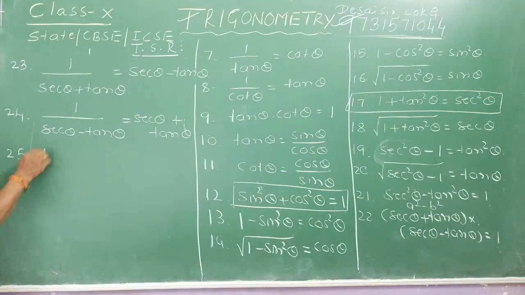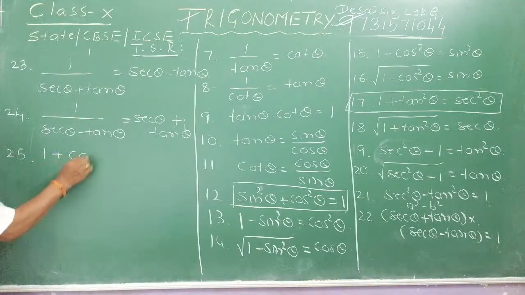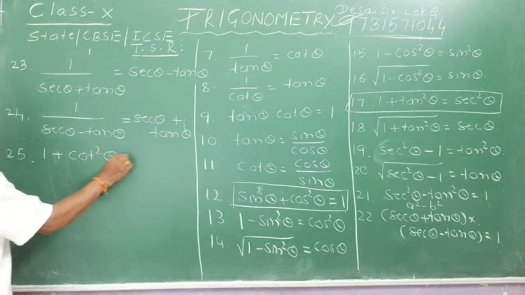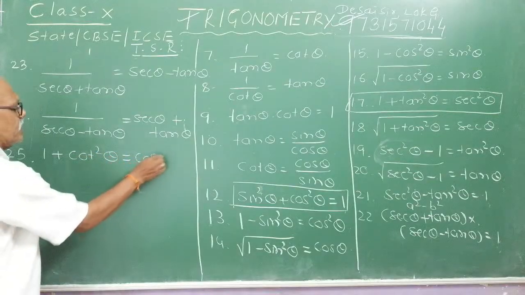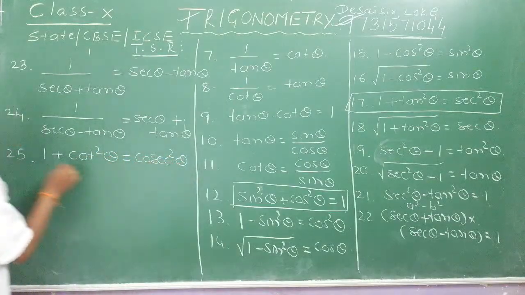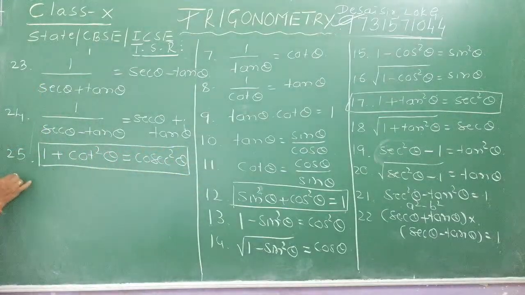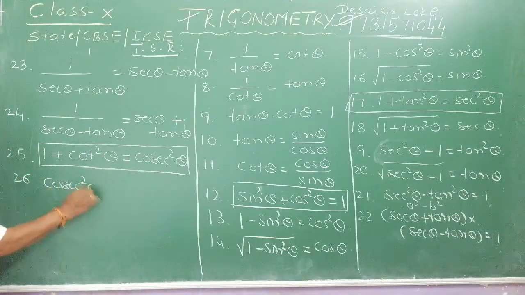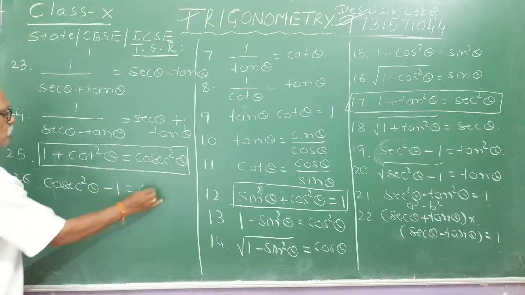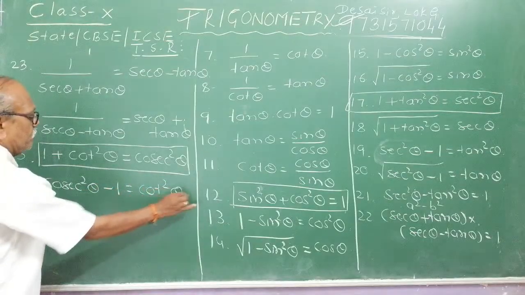Okay, now we will take the third Pythagorean identity we discussed in the last period. 1 plus cot square theta is equal to cosec square theta. This is the original identity we proved. Let us see their derived identities. Take 1 to the right. What it becomes? It becomes cosec square theta minus 1 is equal to cot square theta.